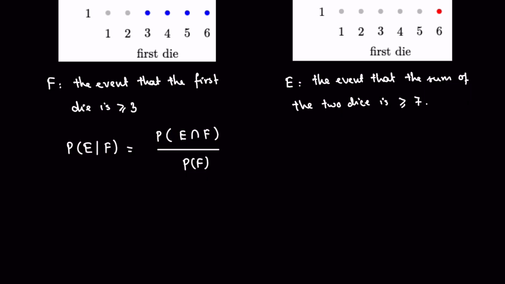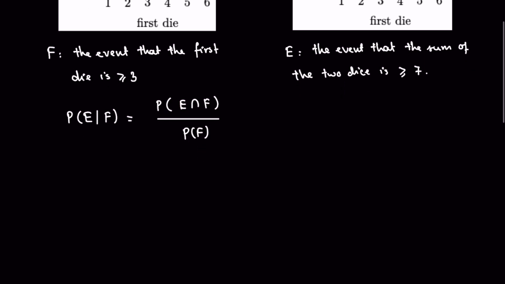And that is equal to the probability of getting a number greater than or equal to 3 in the first die and the sum of the two dice being greater than or equal to 7, divided by the probability of F, which is the probability of getting a number that is greater than or equal to 3 in the first die. Okay, so we're going to calculate this and see what we get.